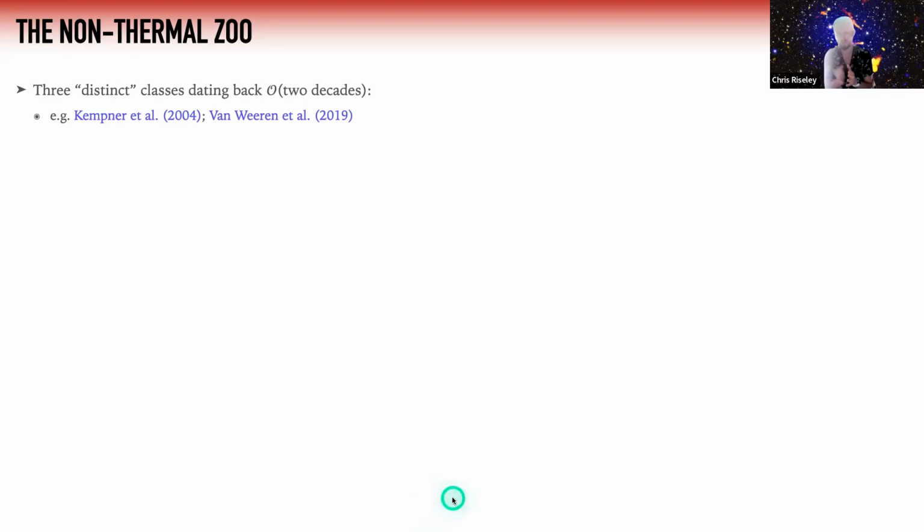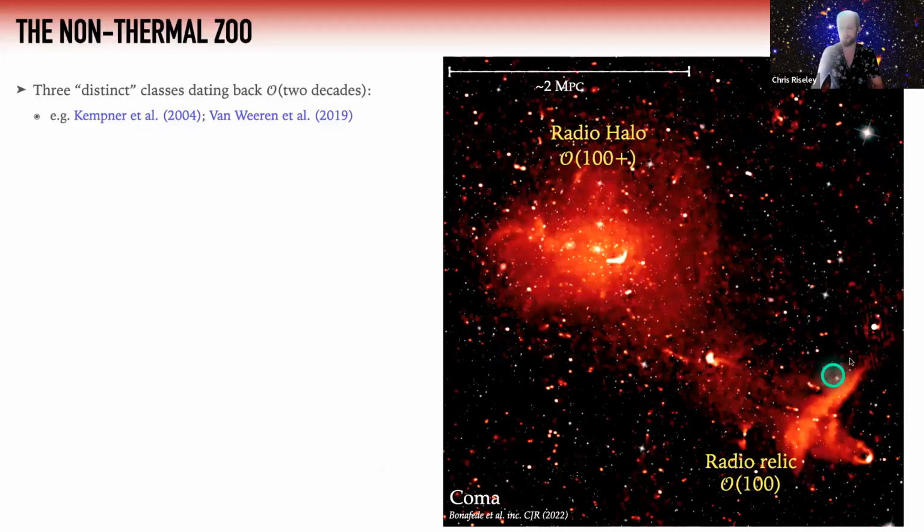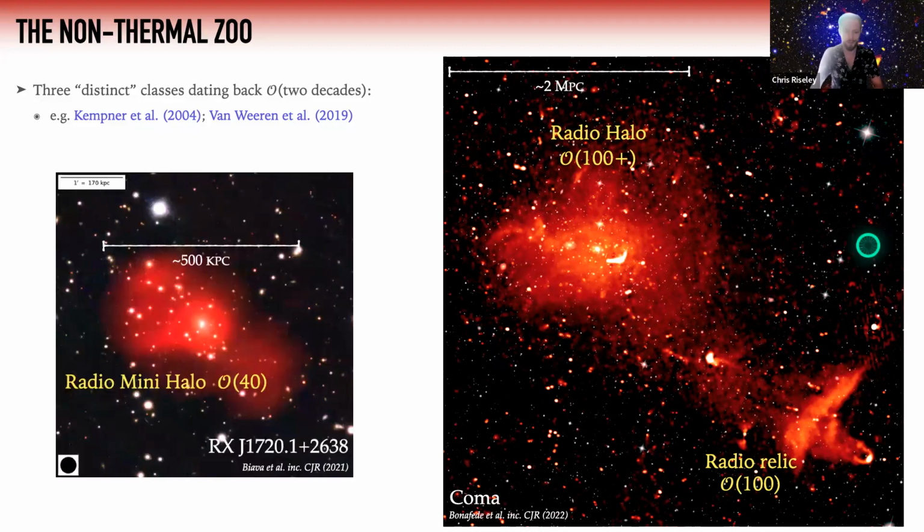2004, which is one of the first efforts that I'm aware of to really classify and clarify between the different types of sources. You have your classical radio relics and your classical radio halos, and there's sort of the order of 100 or more of each that are known at the moment. These are your megaparsec scale radio sources. And on smaller scales, you have the much less well explored, much more enigmatic radio mini halos, and there's only of the order of 40 of these detected to date.